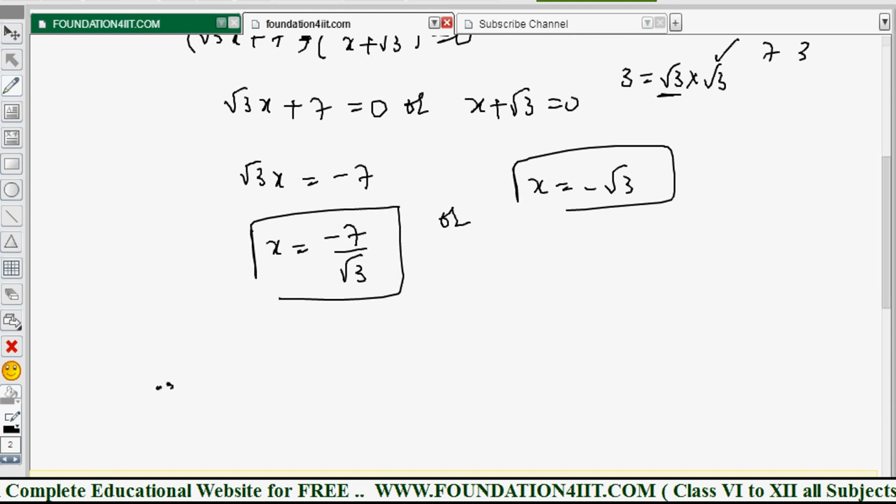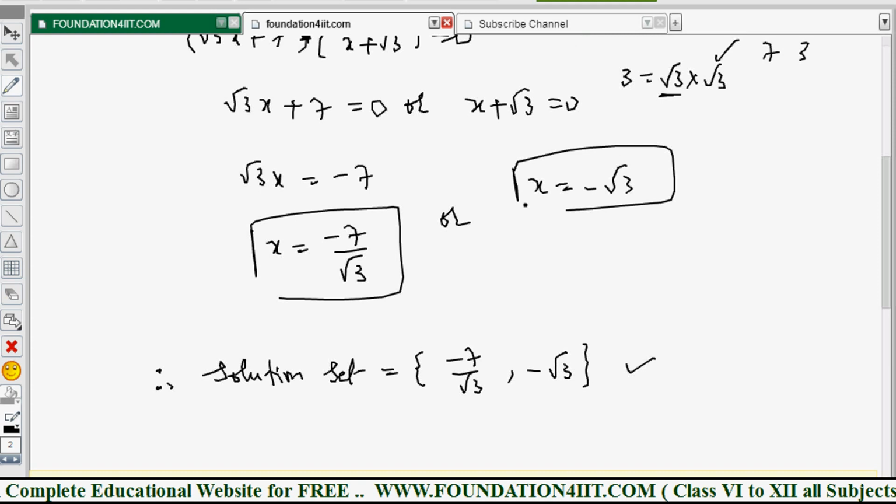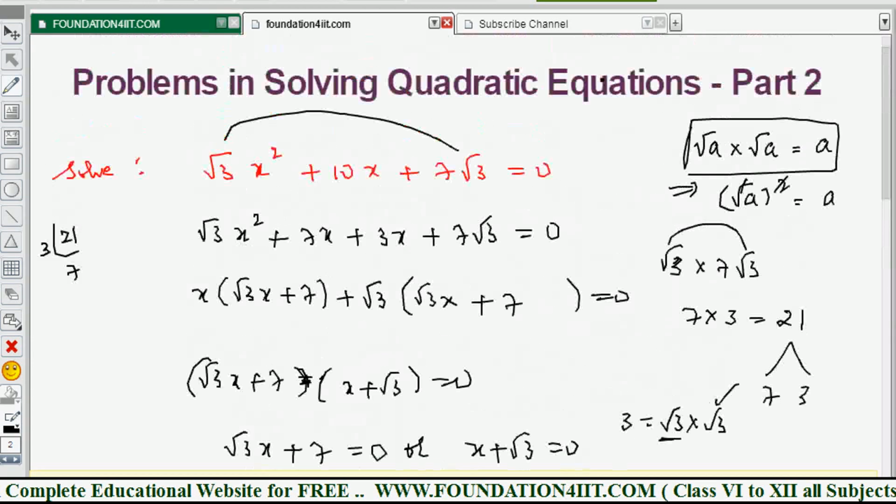So therefore we can write the solution set. We get two answers, because for every quadratic equation there are two roots. So minus 7 by root 3 comma minus root 3. You must write this last step compulsorily from an examination point of view also, right? If it is clear, let me see another problem in this same part.